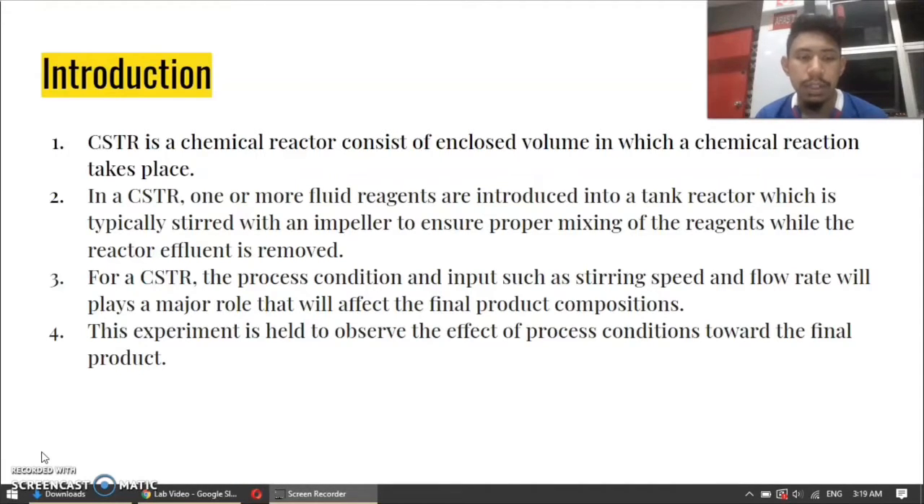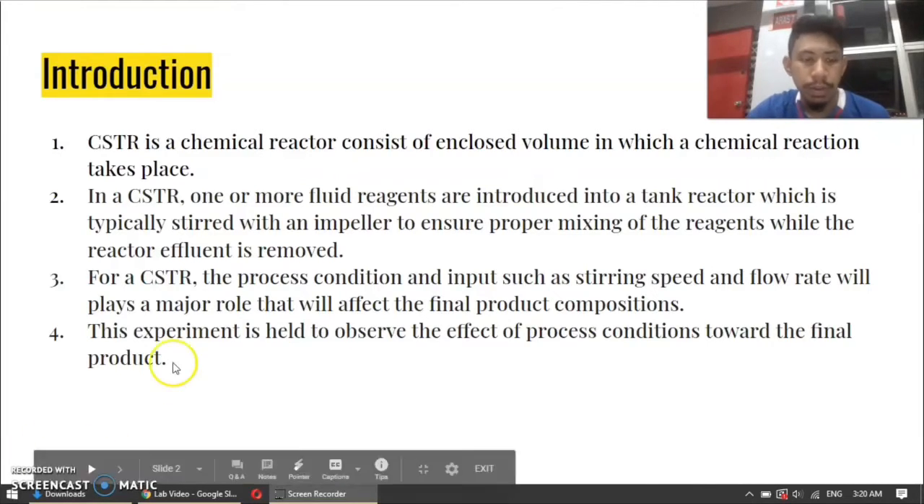For a CSTR, the process conditions and inputs such as stirring speed and flow rate play a major role that will affect the composition of the final product. This experiment is held to observe the effect of process conditions on the final product.